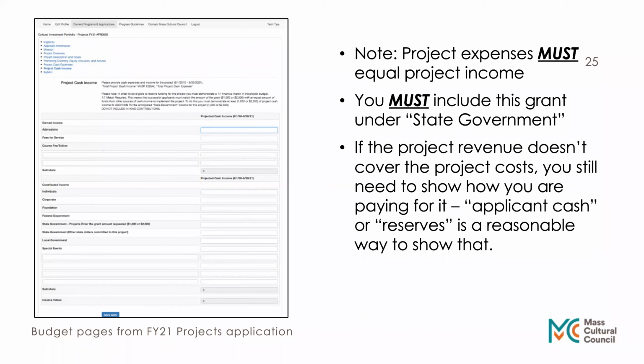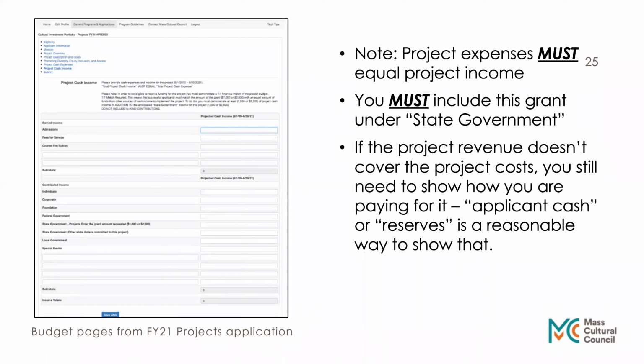It is correct that you can count this grant and the funds you have to match it with as revenue in the budget. Yeah, so I know you can't probably read it well enough, but when you actually log in and see the application, there is a line for state government projects. Enter the grant amount requested.